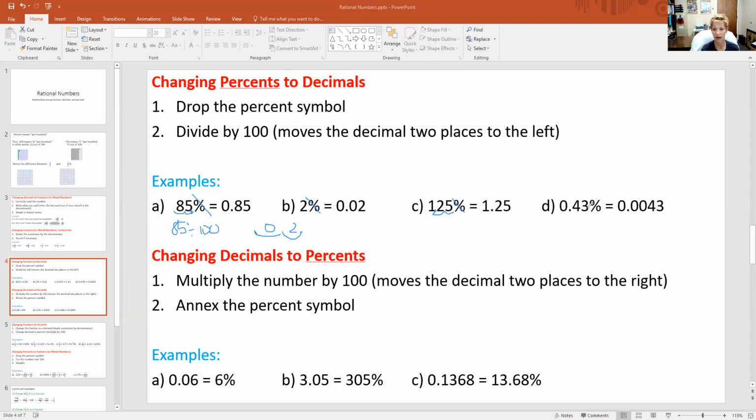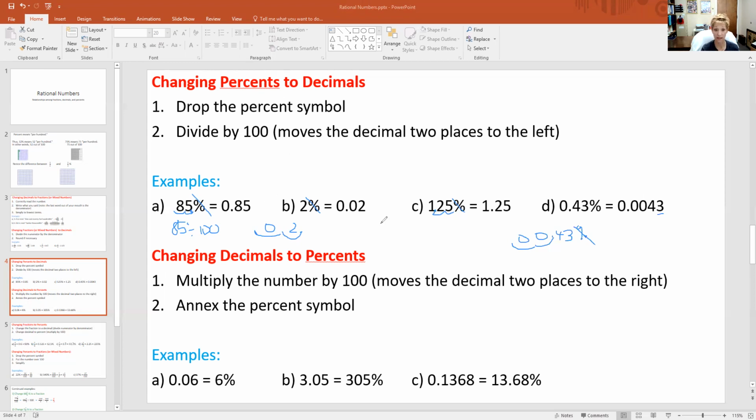Now, this one's already got a decimal. I've got 0.43%. So that percent sign goes away and that decimal goes 1, 2 places to the left. So decimal 0.043. So how do I read that? Well, that's tenths, hundredths, thousandths. The last digit is in the 10,000ths place, so that's read 43 10,000ths. Okay, so that's how you change percent to decimals.